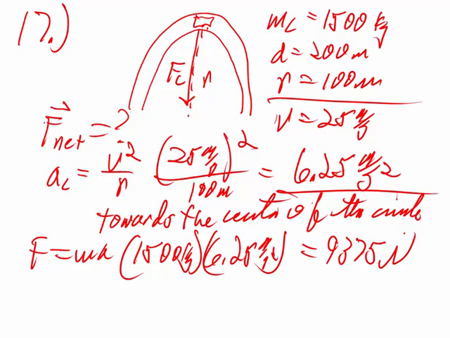9,375 newtons. Now, we could have also done it this way. We could have done the centripetal acceleration this way, mv squared over r. Because look, acceleration right there, we'll substitute right here. We could have also calculated it that way. All right, so that's number 17.